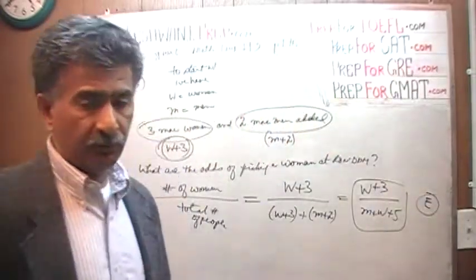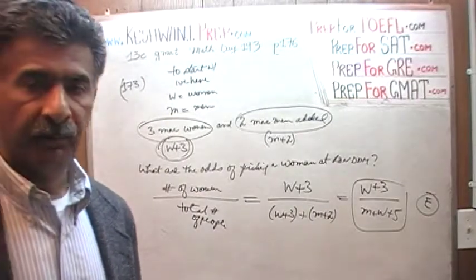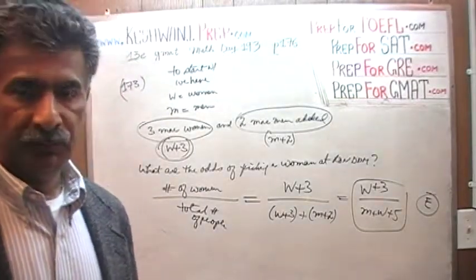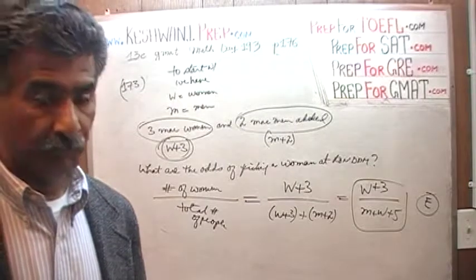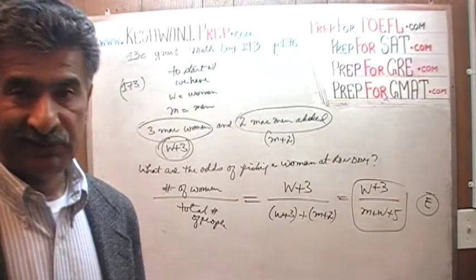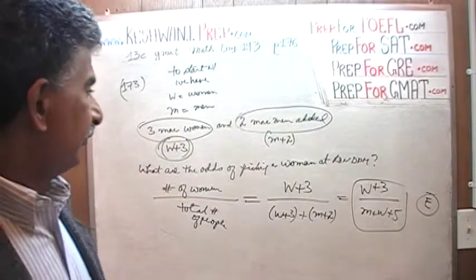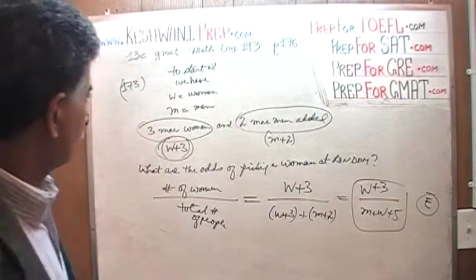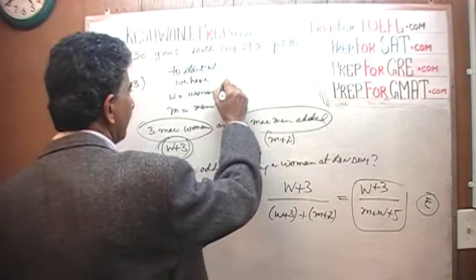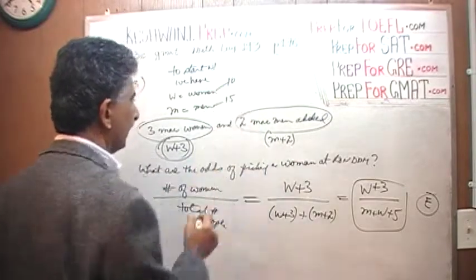So this is one way to do this problem. Another way to do the same problem without the algebra is to just plug in numbers for the W and the M. And you could do that, although I don't think it's necessary here because it's a very simple algebra problem. It's nothing complicated. But if you wanted to do that, you could actually make up the numbers for men and women. Let's pretend there are 10 women and 15 men to start out with.